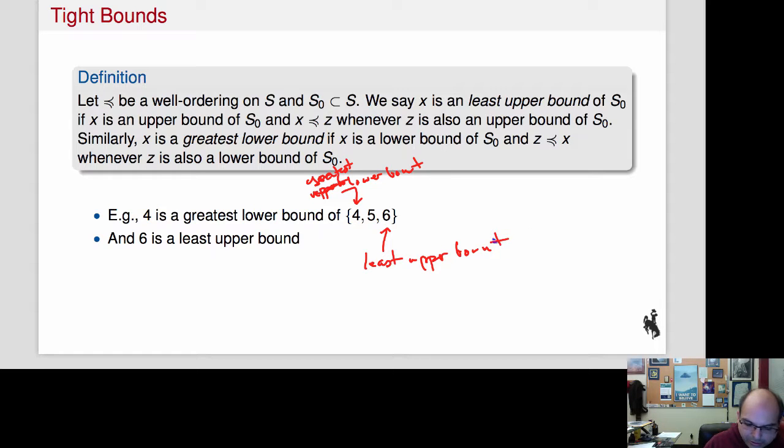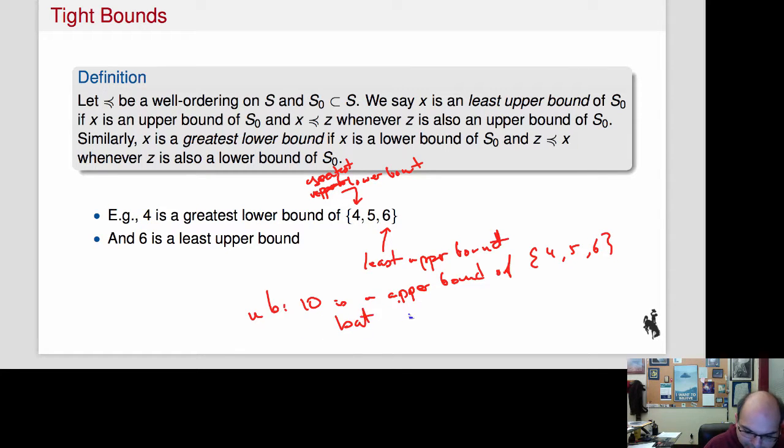Right? So suppose that I have an upper bound, 10, right? So 10 is an upper bound of this set, 4, 5, 6, right? And that's easy to see. I mean, it's bigger than all those elements.